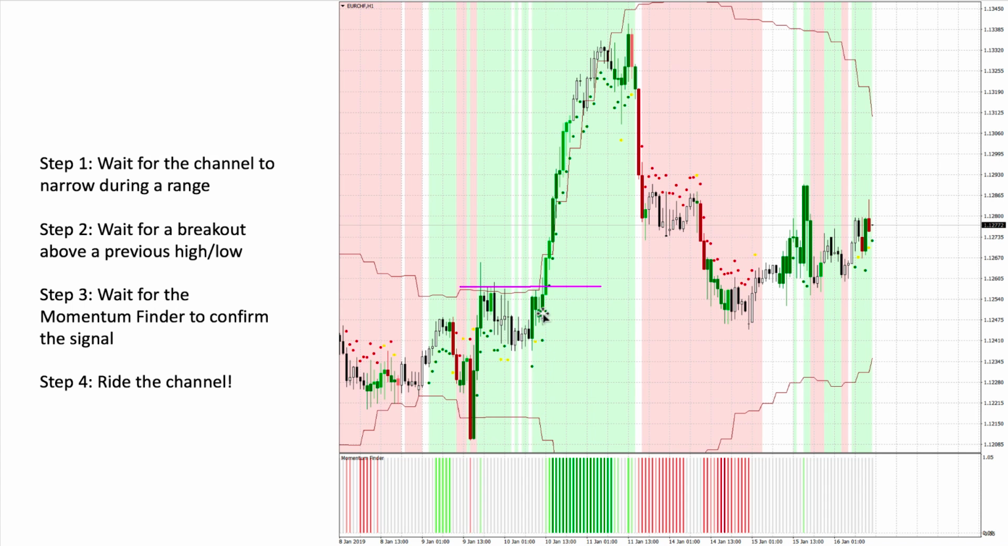You wait for the breakout, you wait for the momentum finder to turn green, give you the signal, and you are close to the channel, so that is great. It will always be the case when the channel is narrow, or not always, but most of the time, when the channel is narrow and you see a breakout, the breakout will usually happen right into the channel. And then you can use the channel again to stay in the trade with confidence. Here is then where the channel turns white and you get the exit signal here.